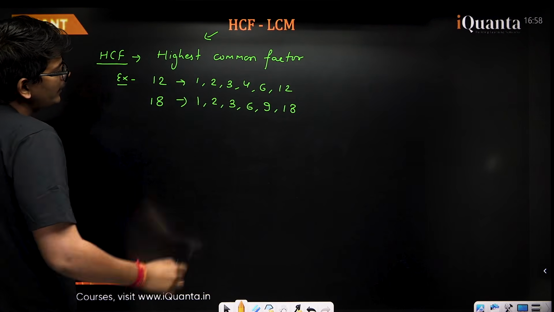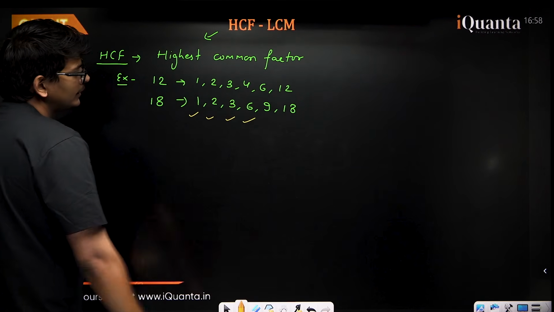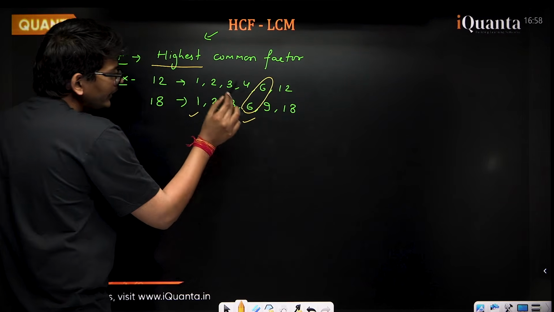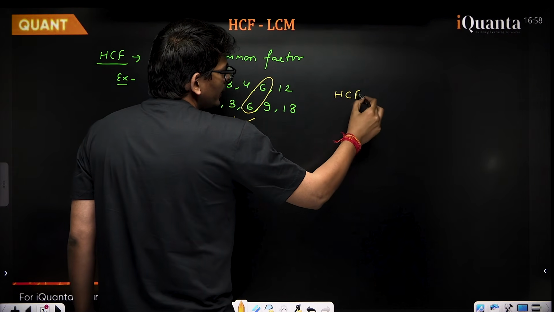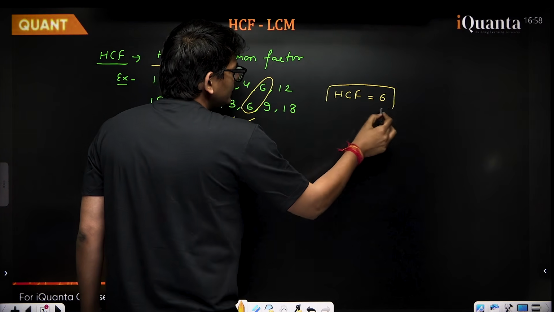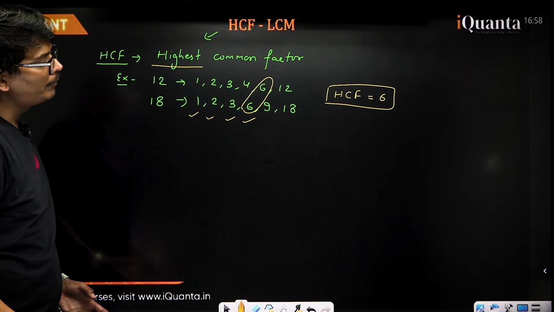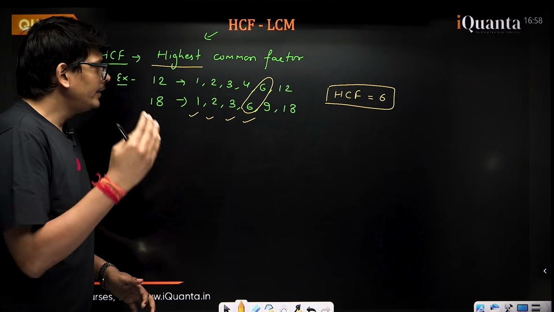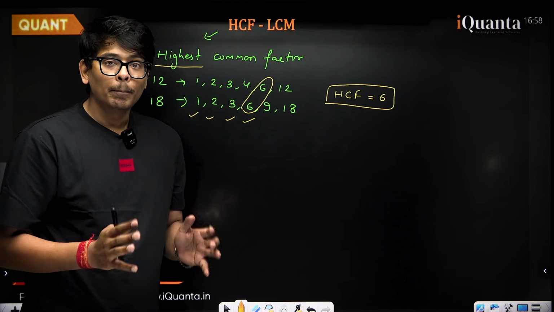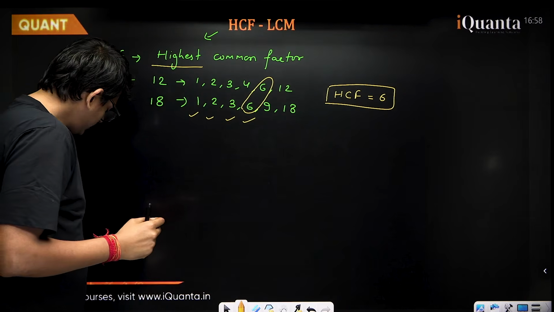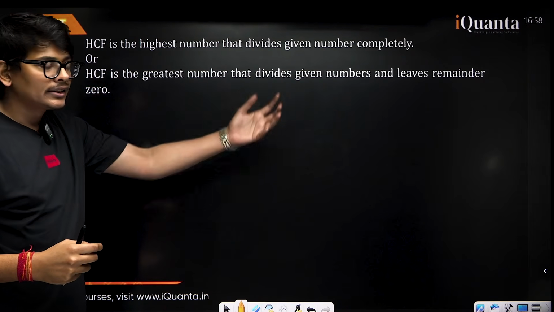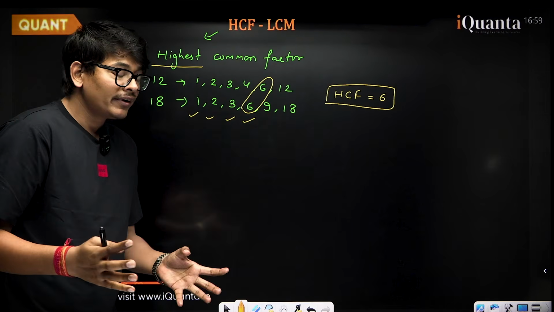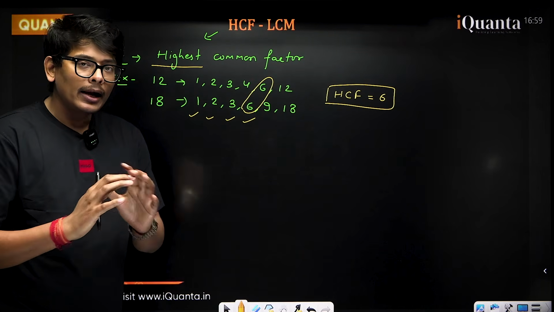The common factors you can see are 1, 2, 3 and 6. And the third one is highest. So the highest common factor will be 6. Can I say the HCF will be 6? In simple language, 6 is the greatest number that divides the given numbers completely. I have written the same thing here, I will discuss this later. But as of now, 6 is the greatest factor that divides the given numbers completely.